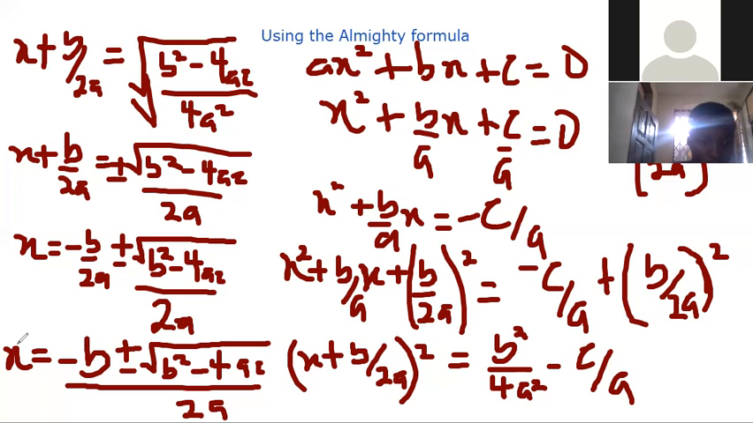So this is it. So x will be equal to negative b plus or minus this. So let me just try and clean some portion of it.